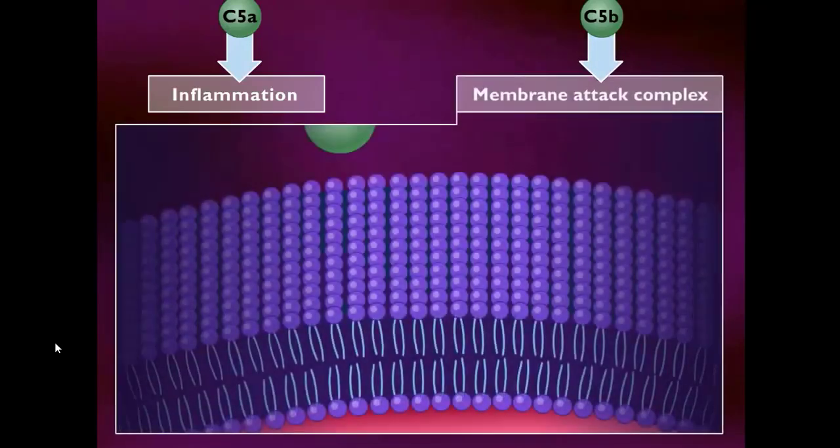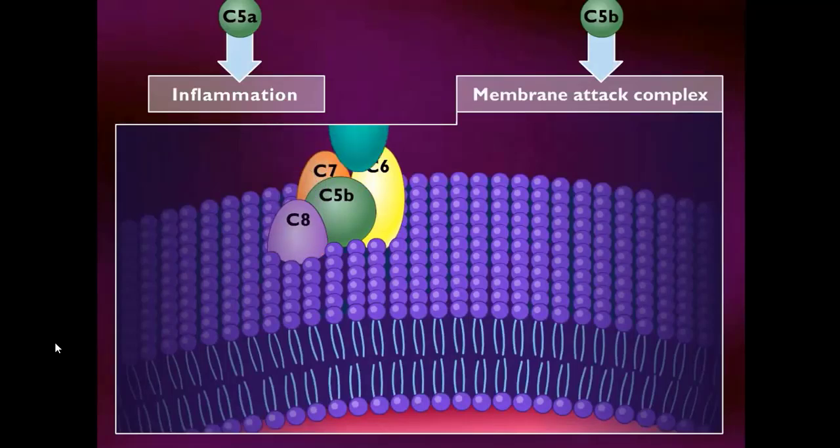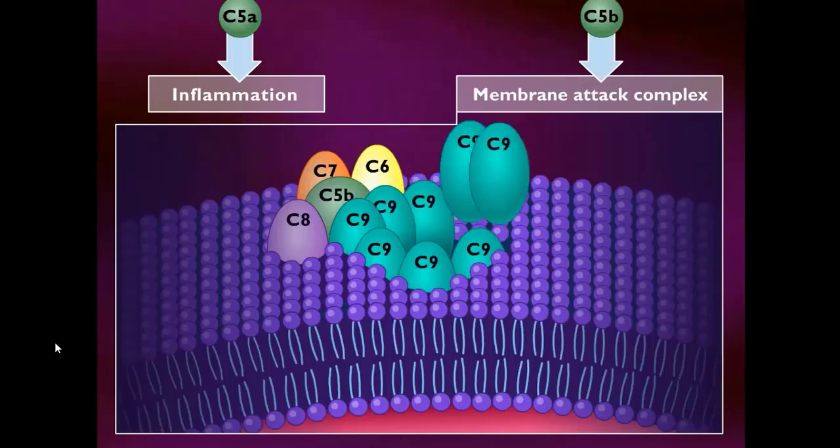Addition of properdin to C3 convertase results in formation of C5 convertase, which cleaves C5 into C5A and C5B. C5A enhances inflammation and acts as a chemoattractant for phagocytes. C5b reacts with other complement components including C6, C7, C8, and C9 to form a membrane attack complex. This structure forms a hole in the cell membrane and causes cells to lyse.